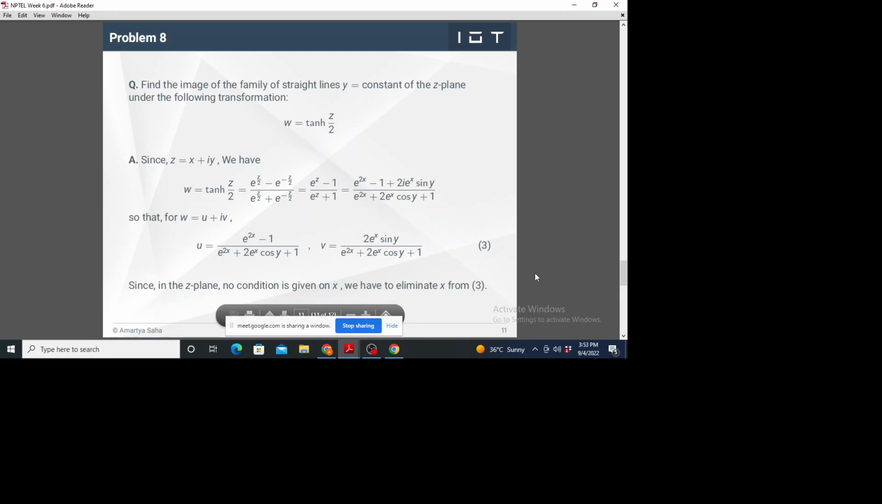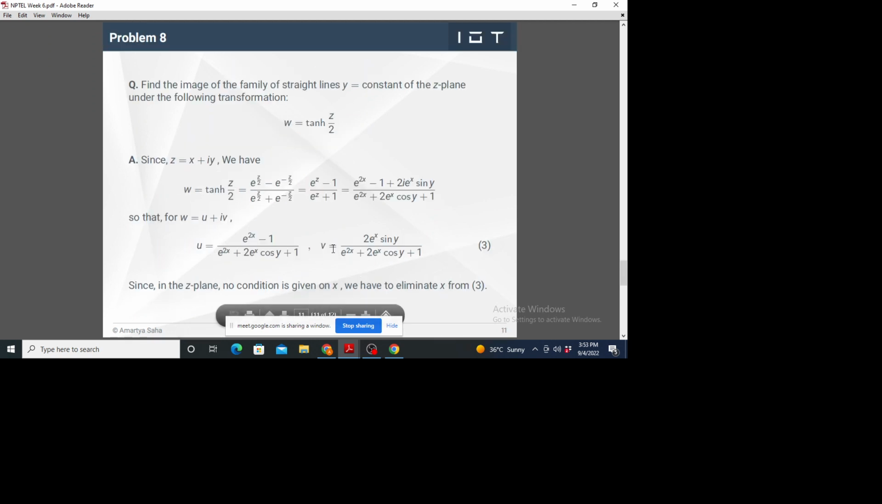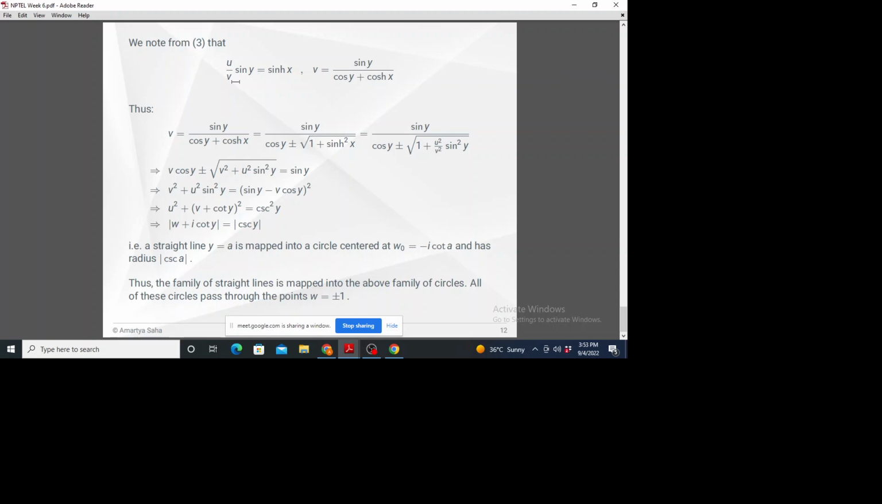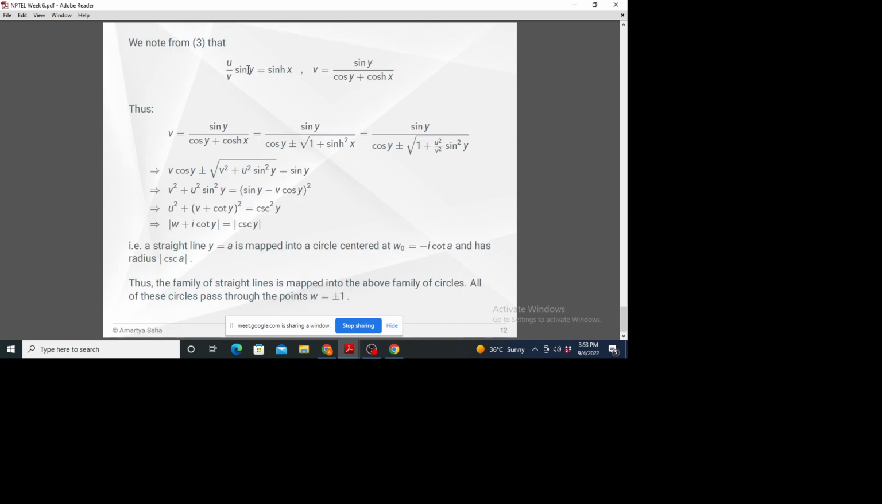So let us now look to eliminate x. From 3, what do we have? If you divide u by v, you will get this thing. Again, you have to rely on observations. There is no other trick. If we divide, we see the denominators are the same in both cases. So let us divide u by v, and we will get this relation.